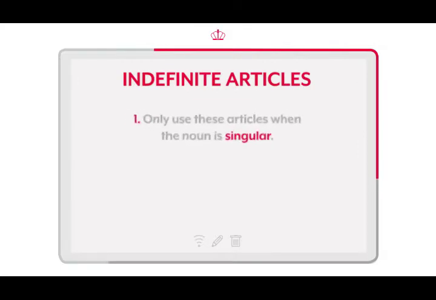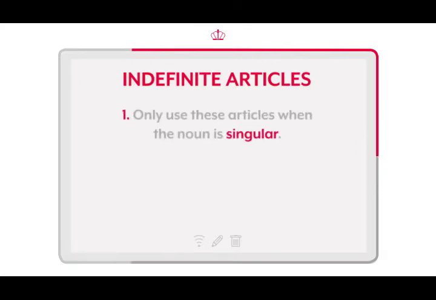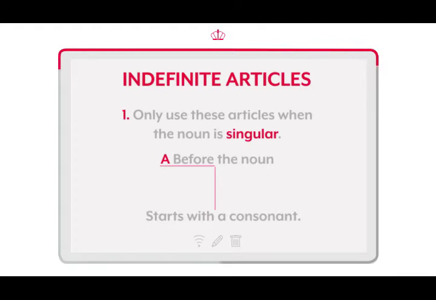First, we only use these articles when the noun is singular. Now, we use the a before the noun when said noun starts with a consonant. Primero, solo usamos estos artículos cuando el sustantivo es singular. Ahora, utilizamos a antes de un sustantivo que inicia con una consonante.